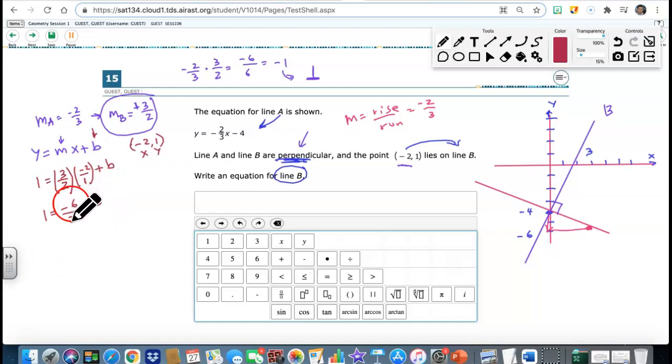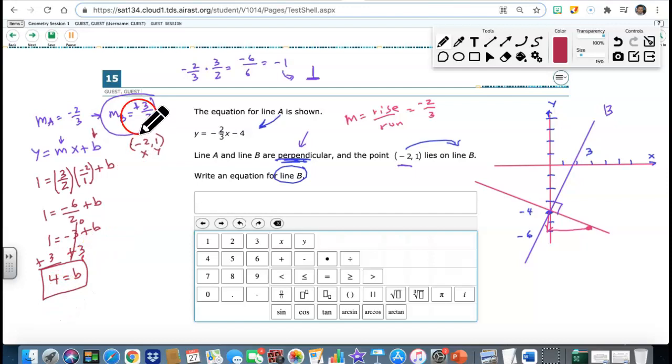Okay. Reduce. -6 divided by 2 is -3. I need to leave the b by itself. Cancel the -3. I do the opposite, which is +3. And +3. 1 plus 3 is 4. 3 minus 3, 0. They cancel out. And I just found that my y-intercept is b.